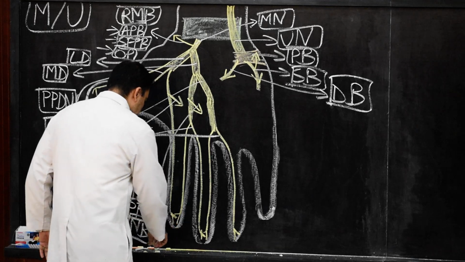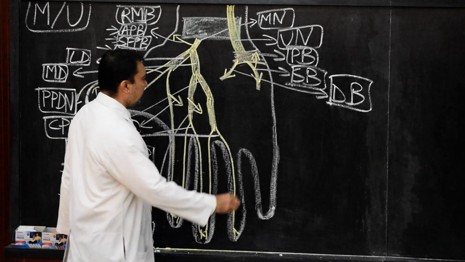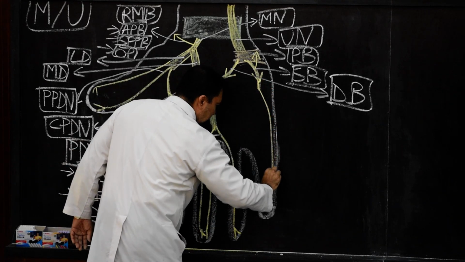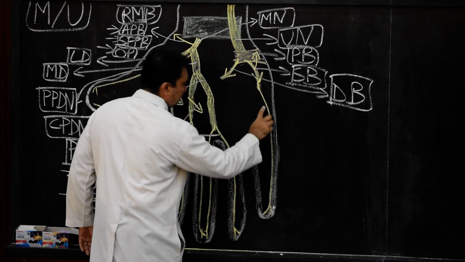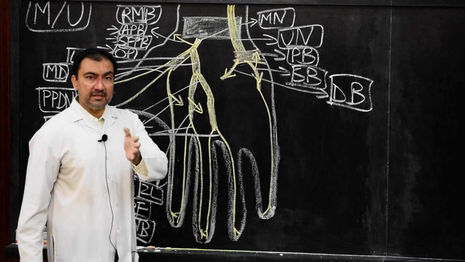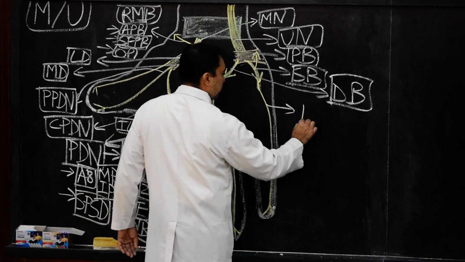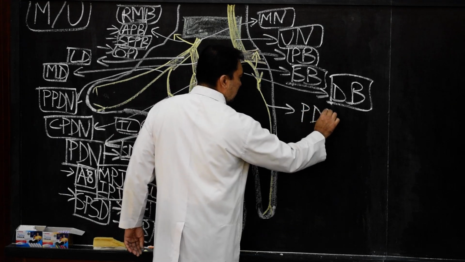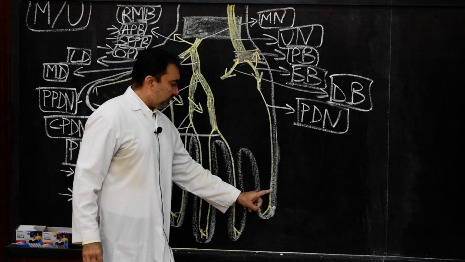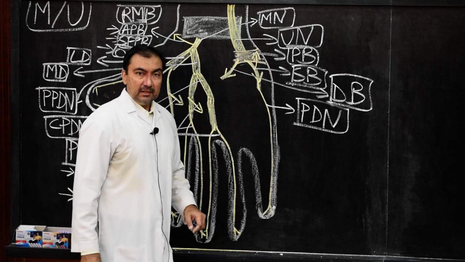Then this superficial branch of ulnar nerve will give two branches. Number one, it will travel along the ulnar border of the little finger, and this branch is called proper palmar digital nerve or proper digital nerve. So therefore here the name of this nerve will be proper digital nerve. What will this proper digital nerve do? It is going to supply the ulnar side or medial side of the little finger.